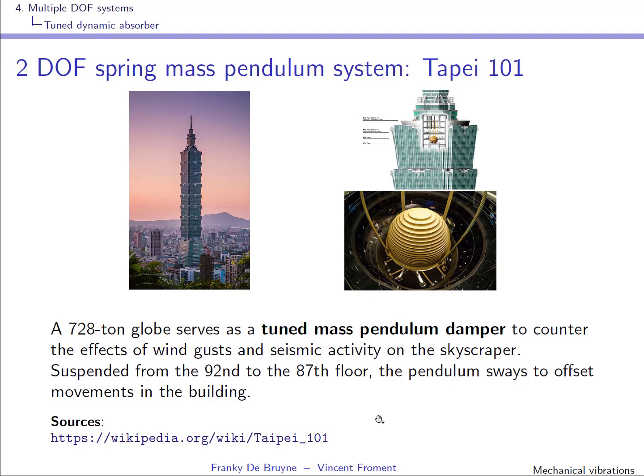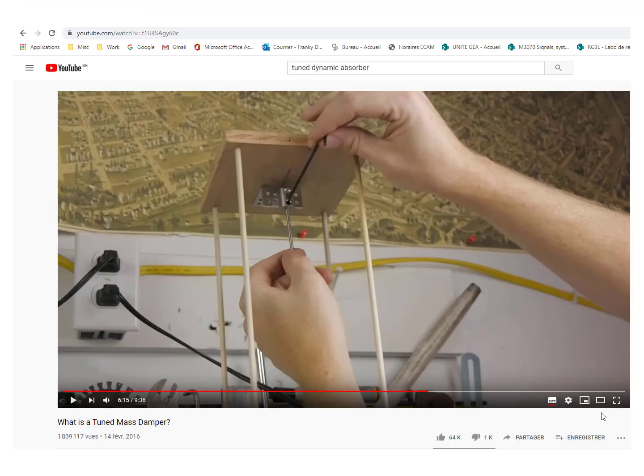And one example of that is the Taipei 101 building, and I'll leave you the source here so that you can have a look and see the details. I'm going to show you now a little video that explains this tuned mass spring pendulum dynamic absorber. I'm not going to show you the whole video. You can have a look at it, and the reference is given over here. So in the part that is skipped, there is an explanation on how you can obtain the natural frequency of the building, of the modeled building without the pendulum.